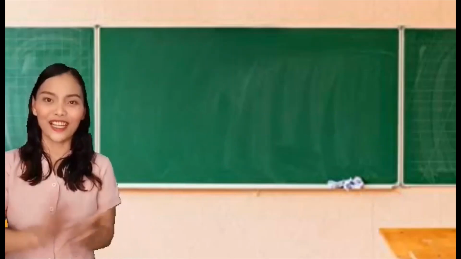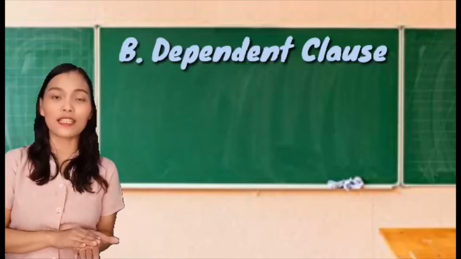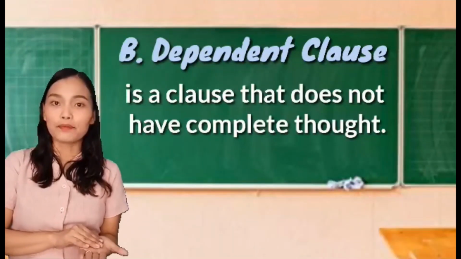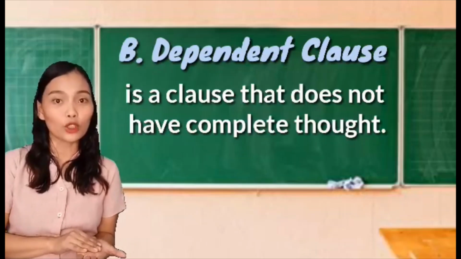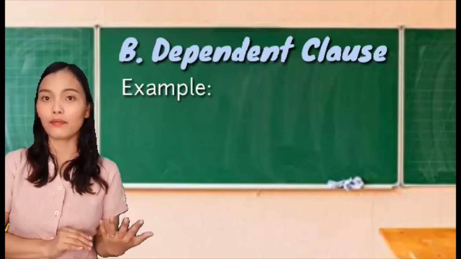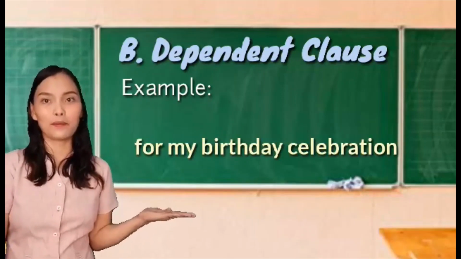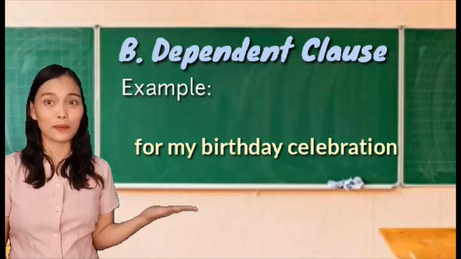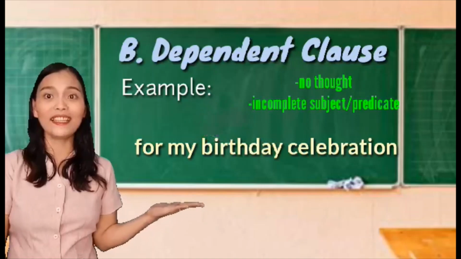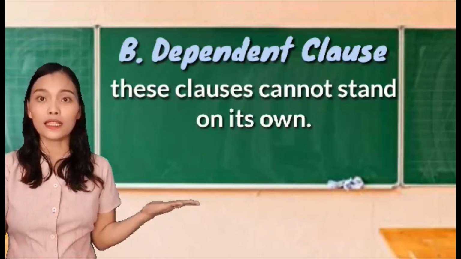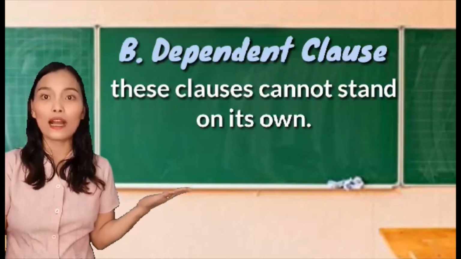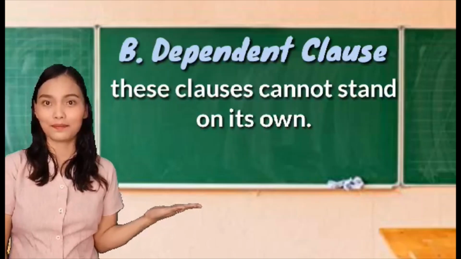On the other hand, dependent clause is a clause which does not have a complete thought or idea. For example, for my birthday celebration. For my birthday celebration, there is no meaning for that clause, and it cannot stand alone. It needs more phrases or words for it to be a complete sentence. You get it?